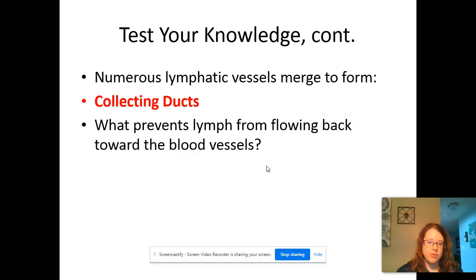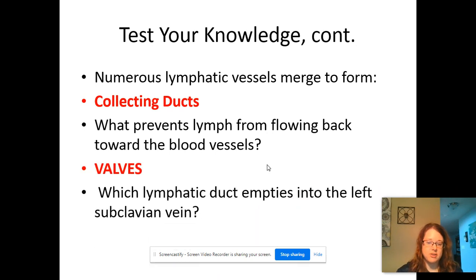What prevents lymph from flowing back toward the blood vessels? Remember, they're like veins, so they contain valves. Which lymphatic duct empties into the left subclavian vein? The key word there is left. Thoracic duct. Very good, guys.